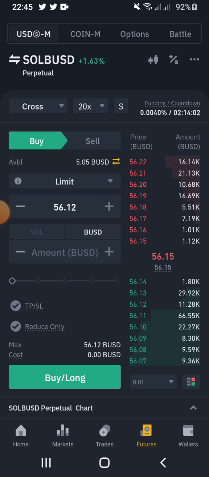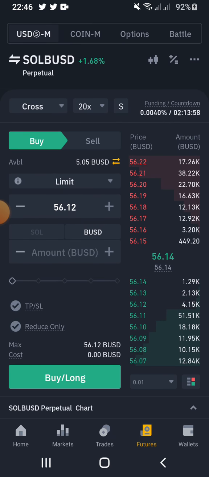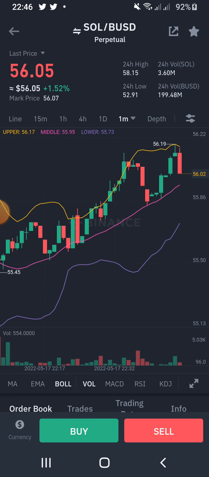So you can choose a particular crypto asset, like you can see on my screen here. We have the Solana against BUSD pair, or whichever pair you want. And you can see we have 5 BUSD available. Now this 5 BUSD, we can decide to invest in this particular Solana pair, and we can click on this icon here where we can see the price fluctuations on a chart.